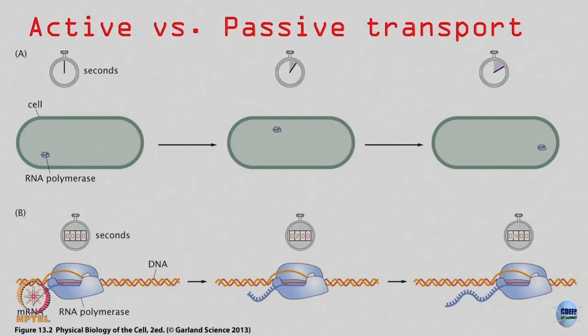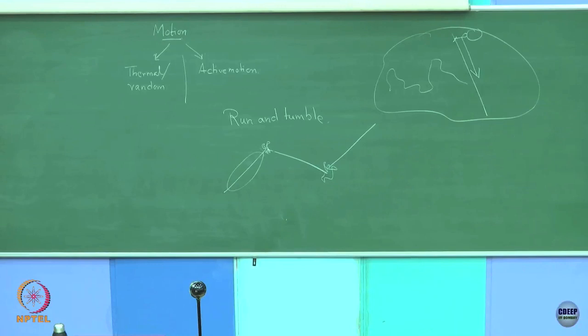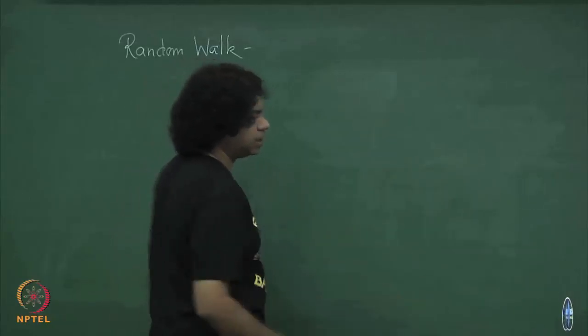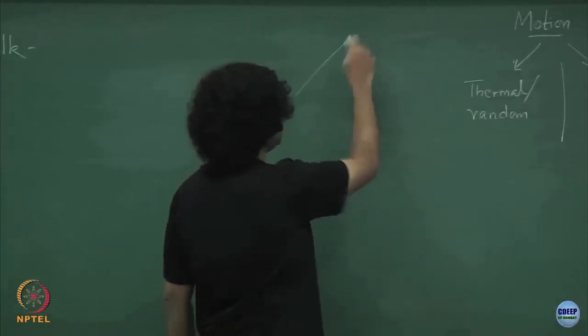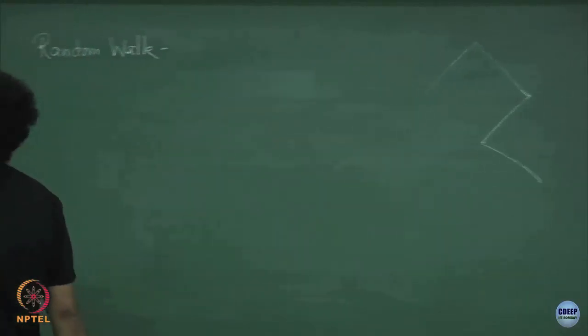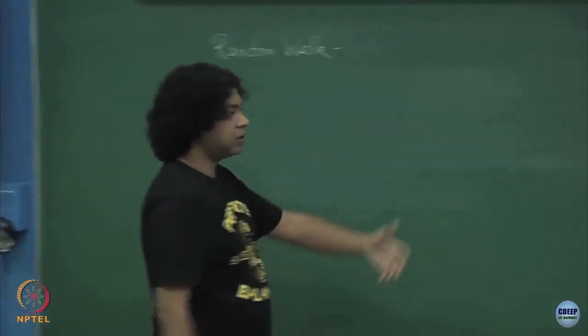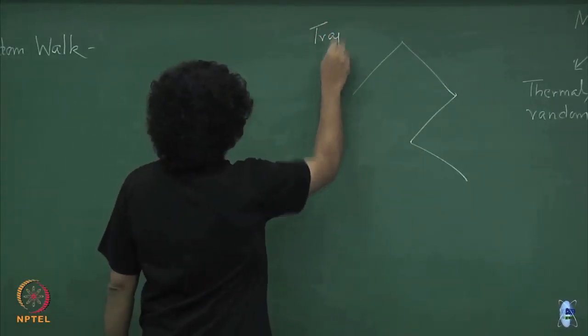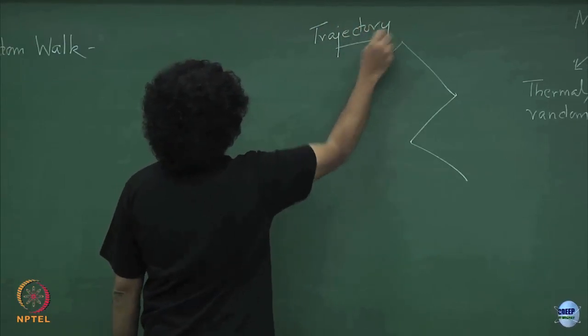So let's start with a random walk. At its heart, the most basic definition of a random walk is a process that takes successive steps in random directions. Just like that diagram over there, it takes one step in this direction, then another step in another direction, and so on. So that's my basic random walk. It arises in many contexts. For example, in the context of E. coli or other proteins, it could arise as a trajectory. And that's what we'll look at today.